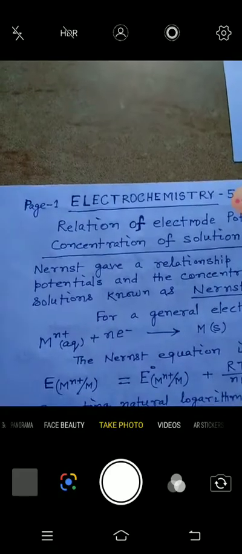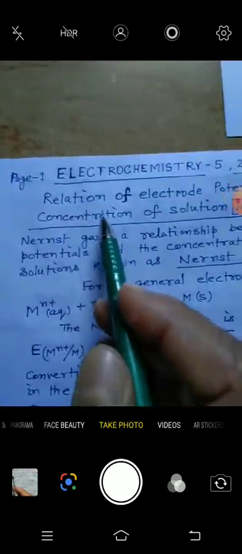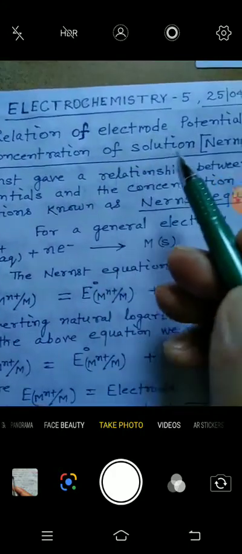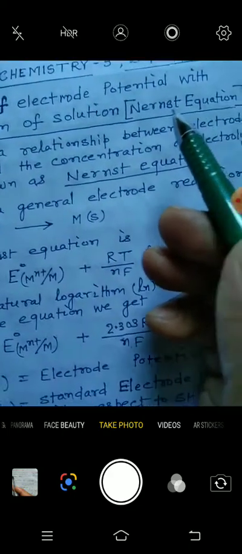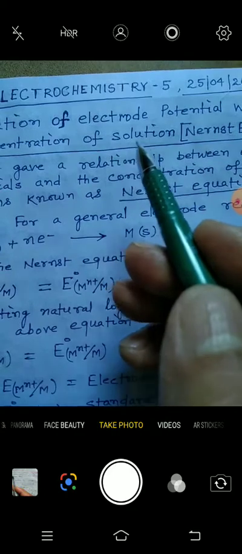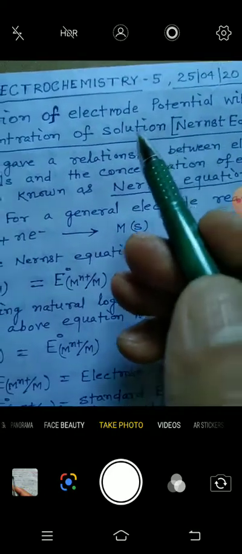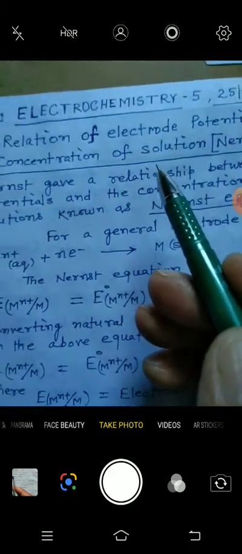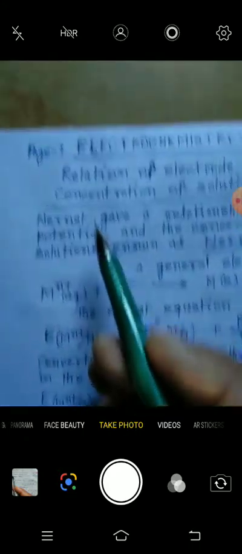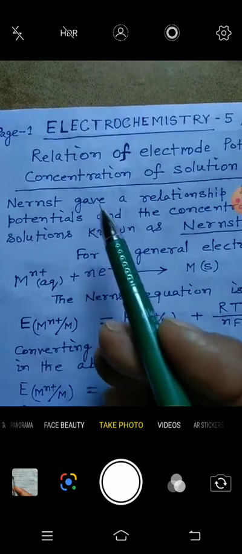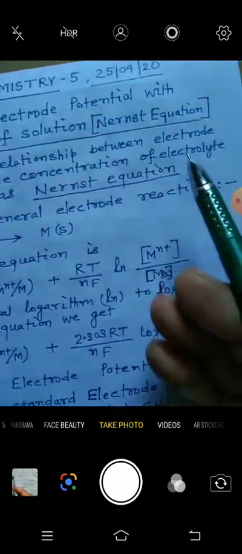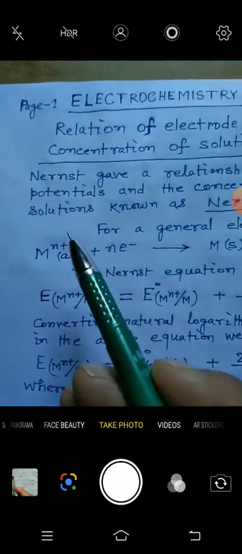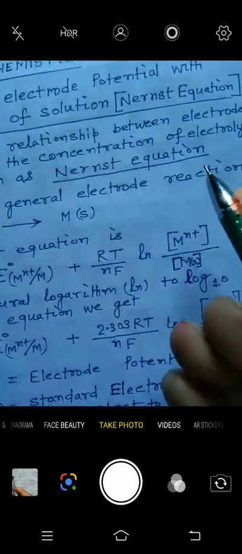See here, the relationship of electrode potential with concentration of solution is known as the Nernst equation. That means the relation which relates the potential of the cell with the concentration of the solution is known as the Nernst equation. The Nernst equation gives a relationship between electrode potentials and the concentration of electrolyte solutions.